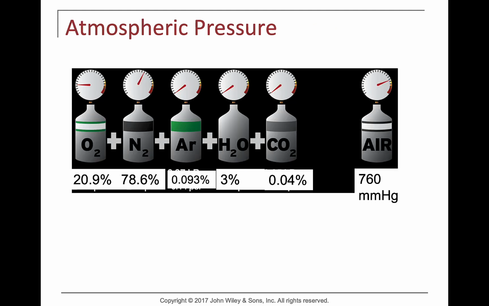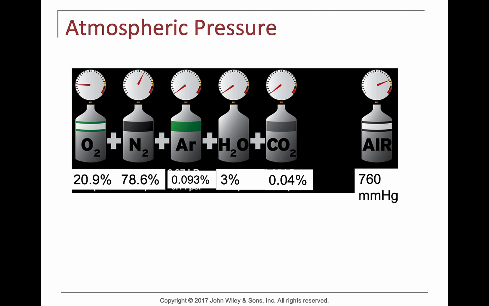So we see here all of the gases that make up the atmospheric pressure. These are averages. They may be slightly different, particularly things like water when the humidity of the air is different. But oxygen is roughly 20.9% of atmospheric air at sea level. Nitrogen is 78.6%. So nitrogen makes up a large majority of the gas in atmospheric air, but we'll see that nitrogen does not dissolve very well in blood plasma, so we don't hear about nitrogen as much in terms of its effects. Argon is 0.093%, water 3%, and carbon dioxide 0.04%.